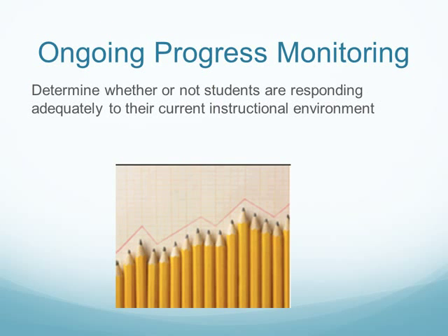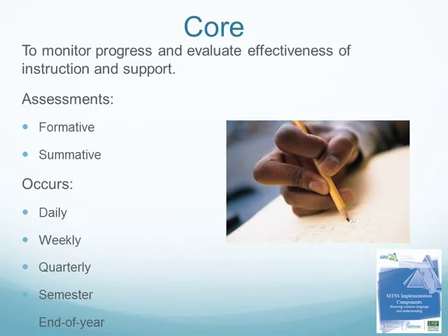The next recommendation is to regularly monitor the progress of students at risk at each grade level in order to determine whether or not students are responding adequately to their current instructional environment. Assessments at Tier 1 typically include both formative and summative measures that may occur as frequently as on a daily basis to weekly measures, such as classroom mini-skill assessments that can assist with lesson planning.